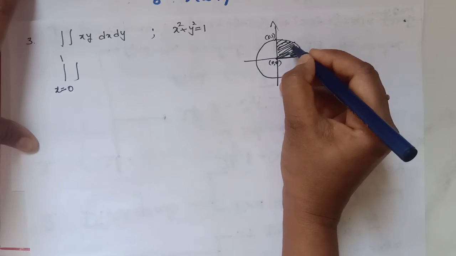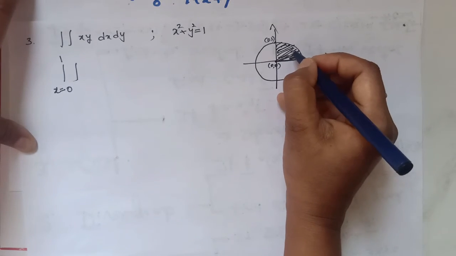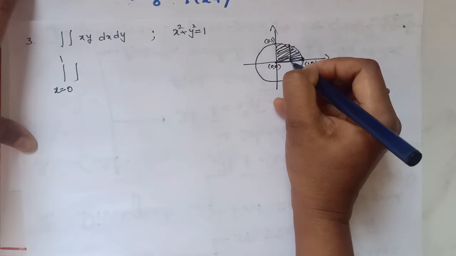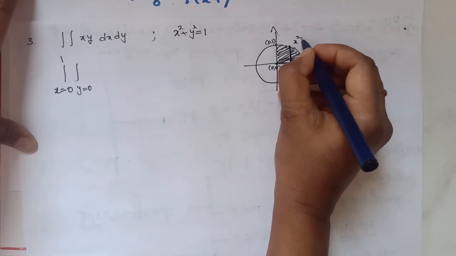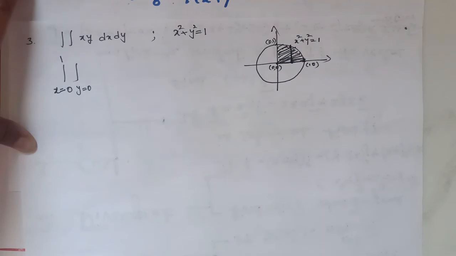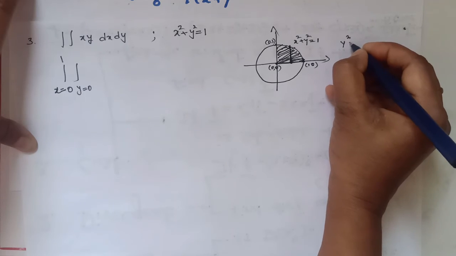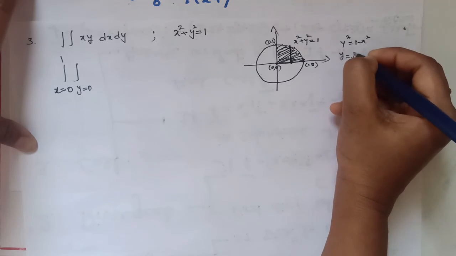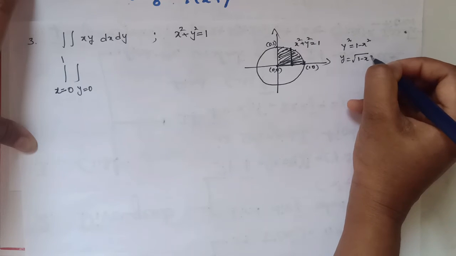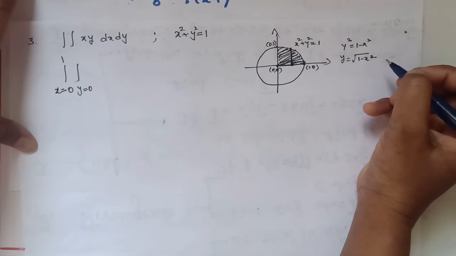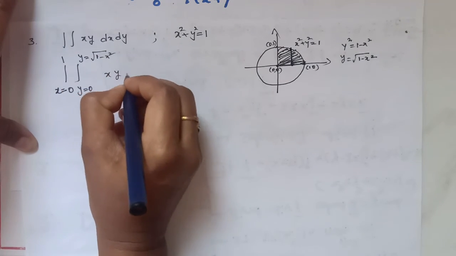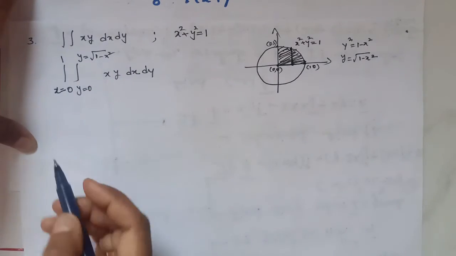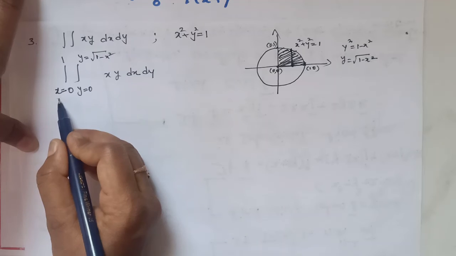And y limits, as I said, when you want to find the limits of y, you have to draw a parallel strip to the y-axis. So minimum value for y is 0 to, it is x square plus y square is equal to 1. From this you get y square is equal to 1 minus x square, y is equal to under root 1 minus x square. So y is equal to under root 1 minus x square. xy dx dy. So we got the variable limits for y and constant limits for x.